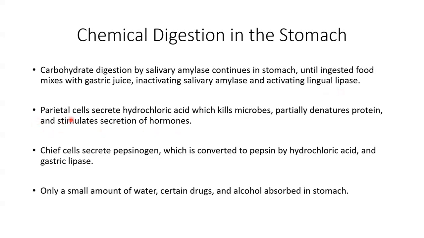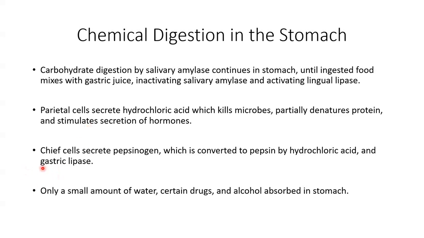We then have our parietal cells, and these cells secrete hydrochloric acid. This is what makes that gastric juice really acidic, and its main job is to kill many of the microbes in our food. Hydrochloric acid also partially denatures the protein that we ingest, as well as stimulates the secretion of a number of hormones which promote the release of bile and the release of pancreatic juice.